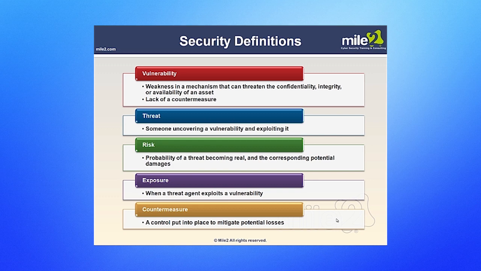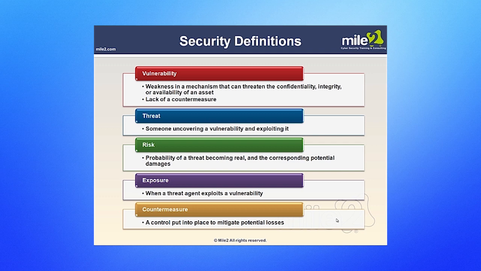And a lot of times we have vulnerabilities because we lack some sort of countermeasure or control. Perhaps we needed to have the appropriate patching or the right antivirus updated. Okay. Threat: someone uncovering a vulnerability and exploiting it. Some hacker, for example, found out that there was a vulnerability in Windows 2000 or Windows 2003 server, and they wanted to exploit it because they found that they could get into the system through that vulnerability.